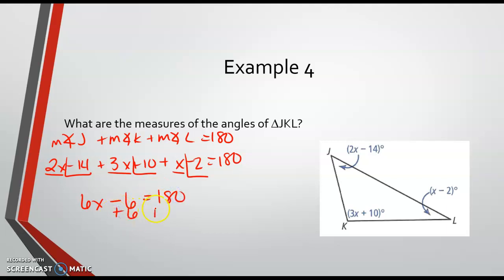We're going to add 6 to both sides. See, this is why we keep practicing equations. And then 6x equals 186. And then 186 divided by 6 is going to give us 31. So x is 31. But again, that's not what it's asking for. So I need to plug in to find my angles.